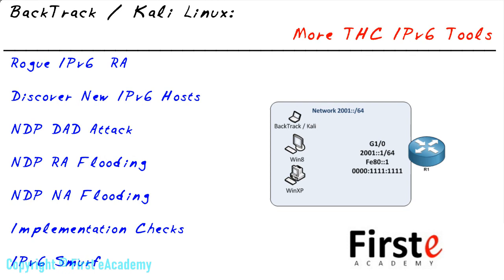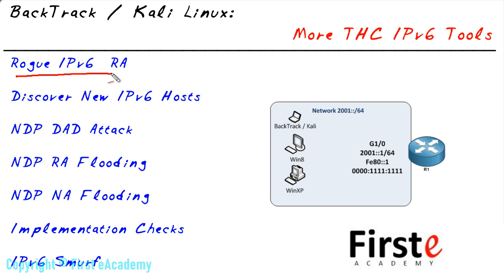Well, in a previous nugget, the one titled Parasite 6, we discovered how easy it is to do a man-in-the-middle attack with IPv6. Now, the same folks who brought us Parasite 6 have a whole boatload of additional tools for both IP version 4 and IP version 6. THC stands for The Hacker's Choice. And what I'd like to do in this nugget is highlight a few of my favorite IPv6 tools from this group and demonstrate them for you. So let's discuss these, and then we'll demonstrate them in that order.